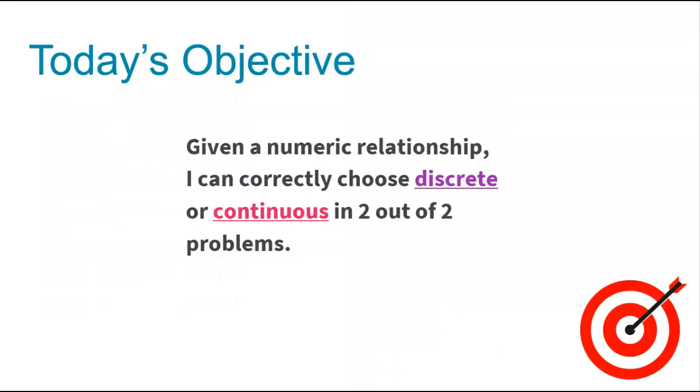So that covers our objective for the day. Given a numeric relationship, I can correctly choose discrete or continuous in 2 out of 2 problems. We showed an example of a linear discrete, a linear continuous, an exponential discrete, and an exponential continuous.